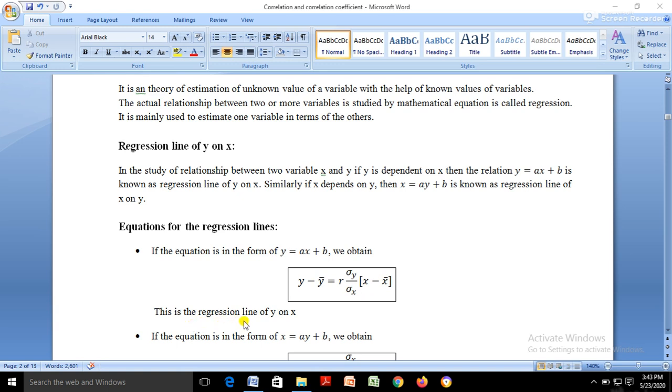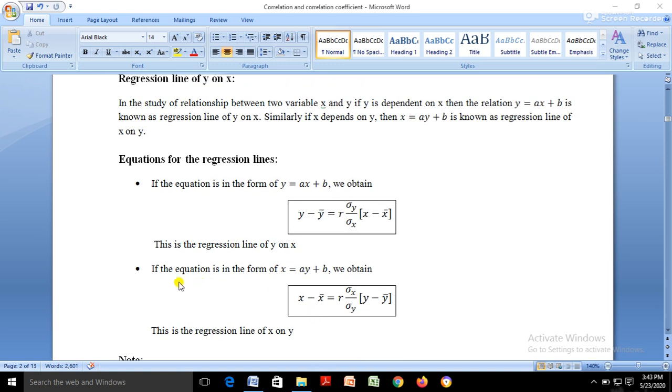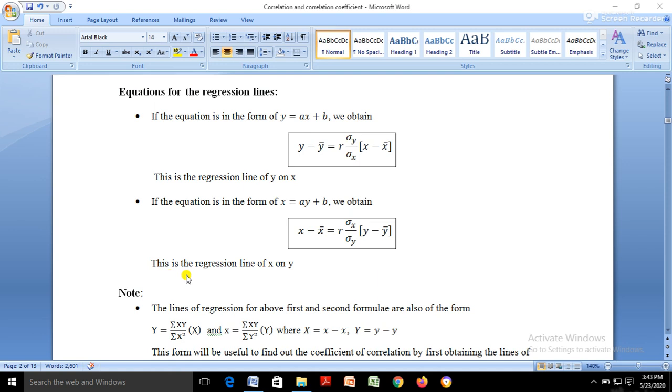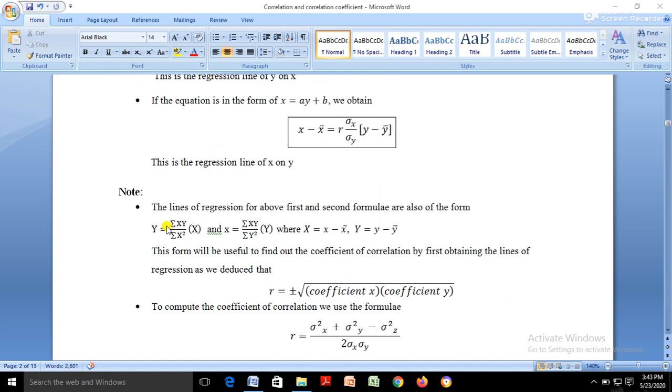This is the regression line of y on x. Similarly, if the equation is in the form x equal to ay plus b, we obtain x minus x bar equal to r into sigma x divided by sigma y into y minus y bar. By using these two formulas, we solve the line of regression. This is the regression line of x on y.